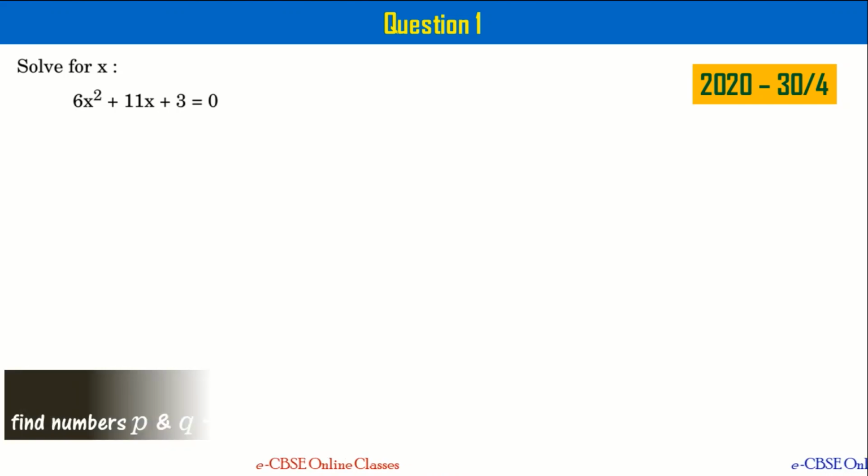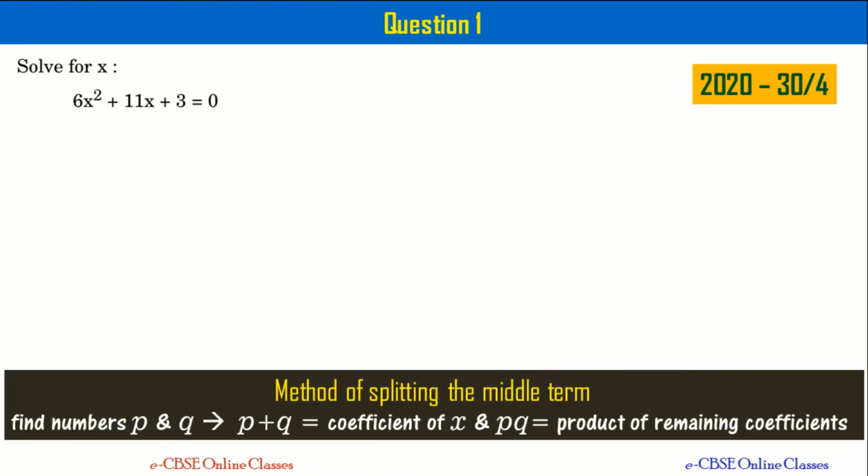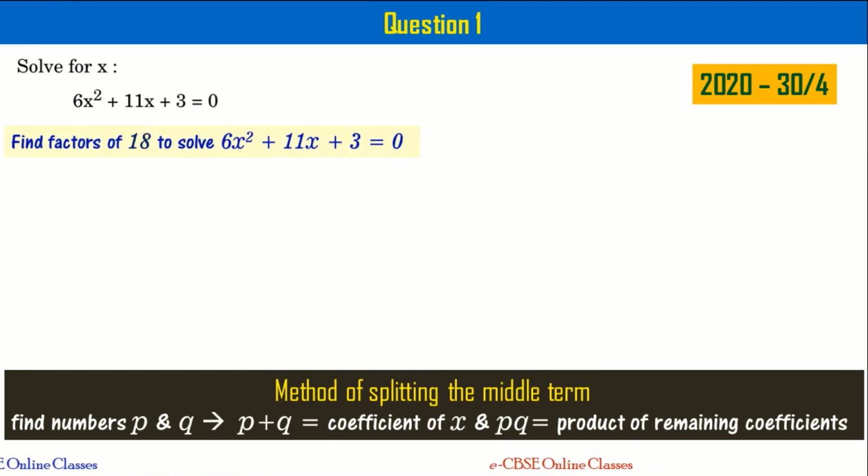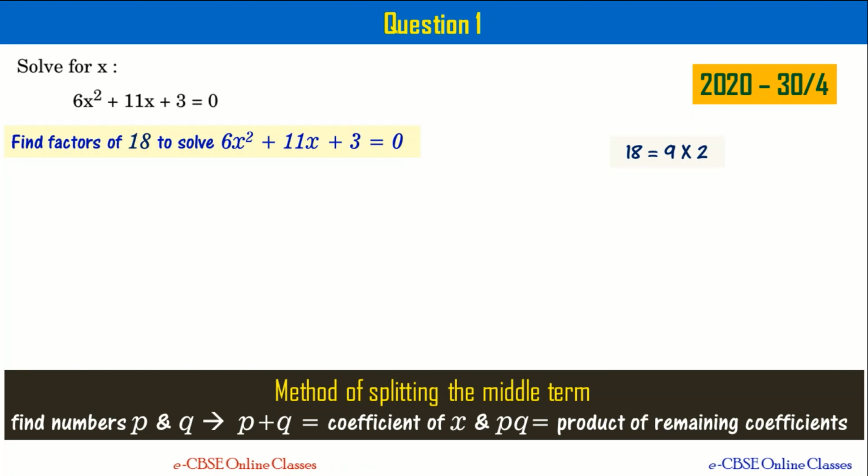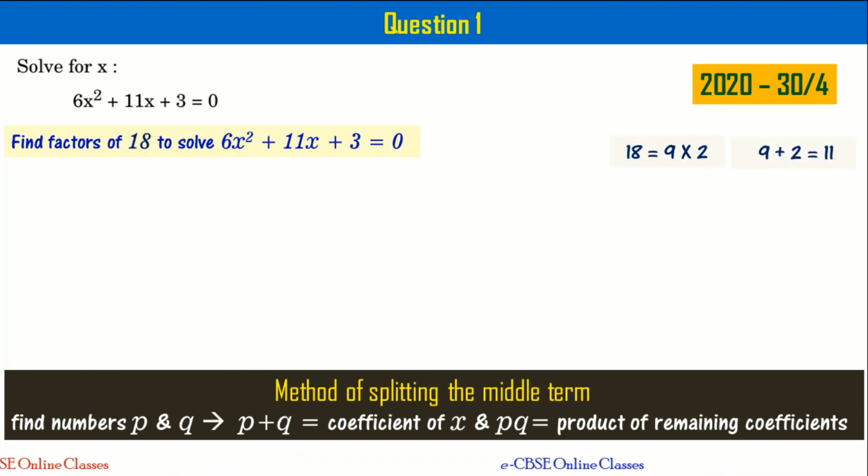We solve this equation using the method of splitting the middle term. As per this method, we have to find two numbers p and q such that p plus q is equal to the coefficient of x. In this particular case, it is 11. And pq has to be equal to the product of the remaining coefficients, that is 6 times 3 equal to 18. It means that we have to find factors of 18. 18 can be written as 9 times 2. So 9 plus 2 is equal to 11. It means it is satisfying both the requirements, right? p equal to 9 and q equal to 2.